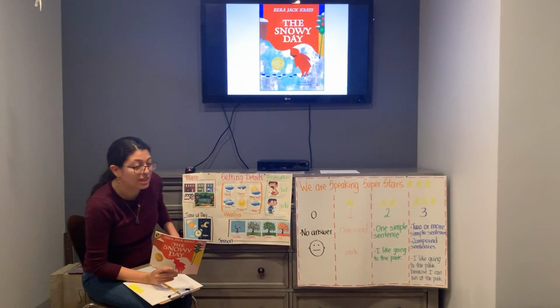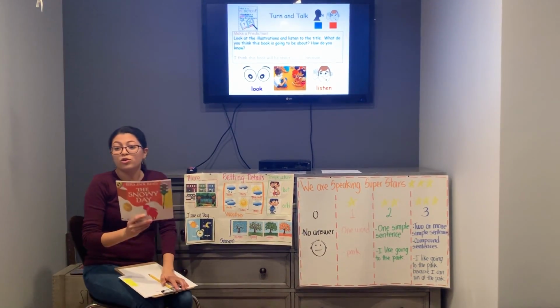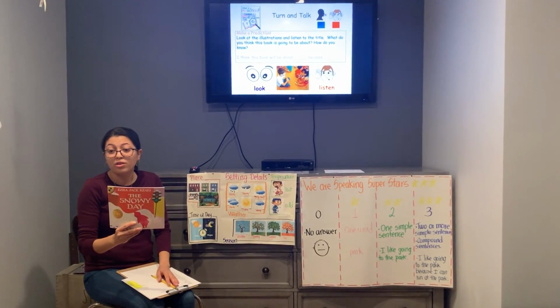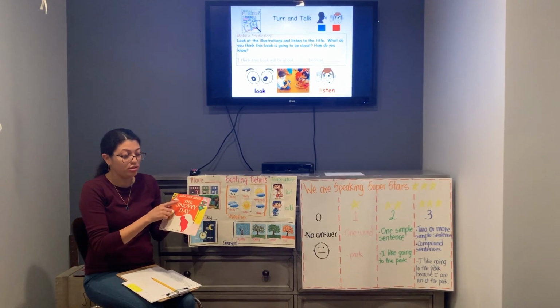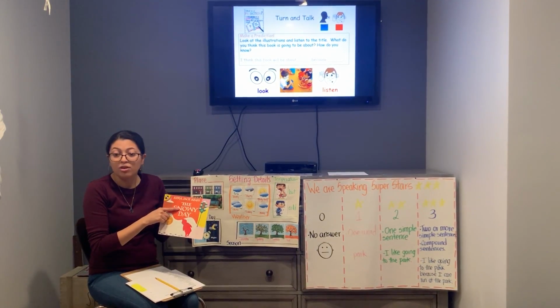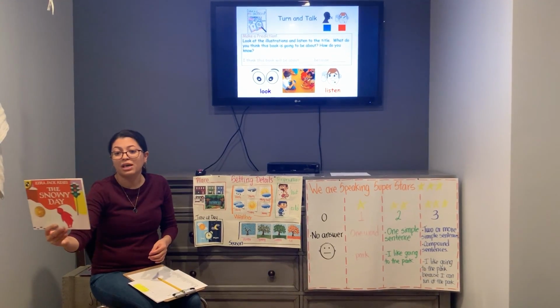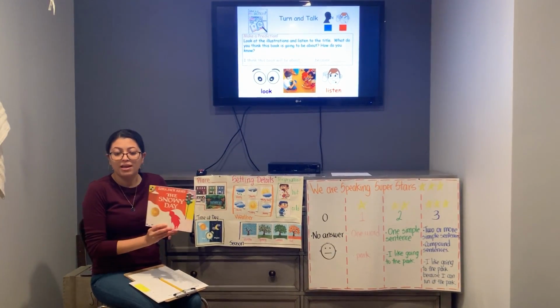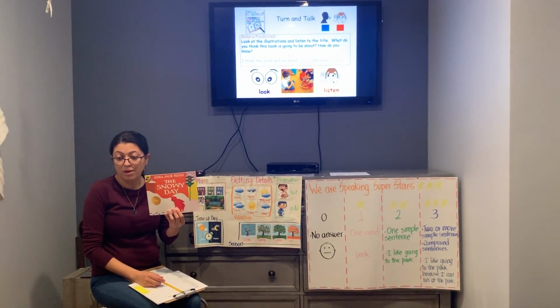Before we read the book today, I am going to ask you to make a prediction. You're going to turn and tell your partner what you think this book is going to be about. Remember that you can use the illustrations and the words in the title to make your prediction. Look at the illustrations and listen to the title, The Snowy Day. Now turn and tell your partner what you think this book is going to be about.